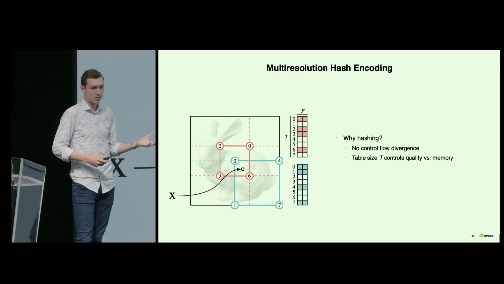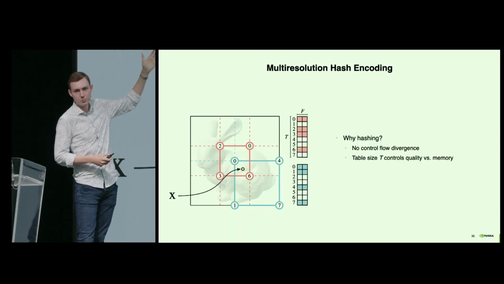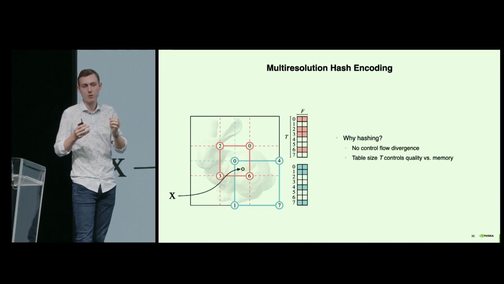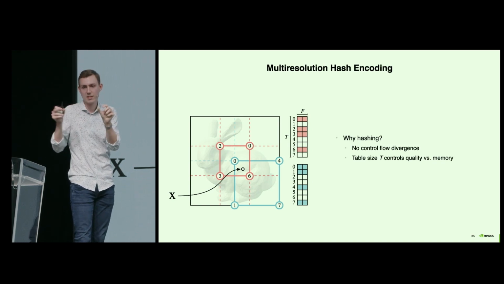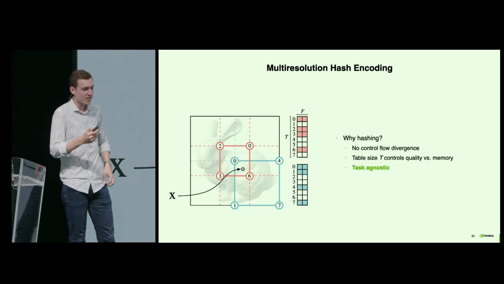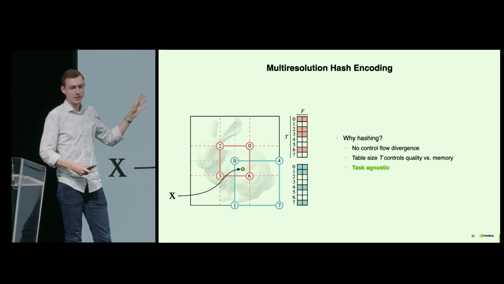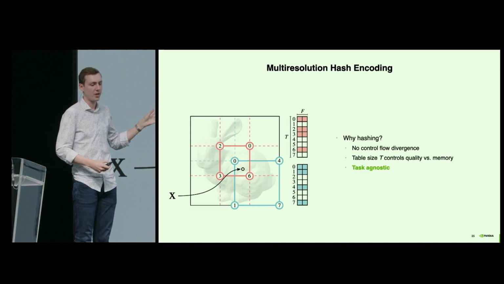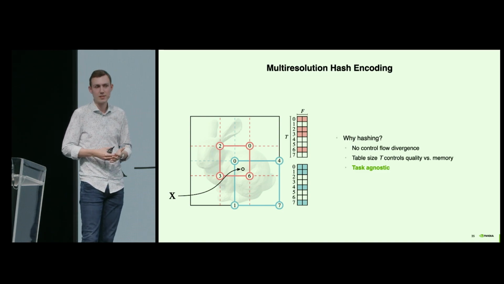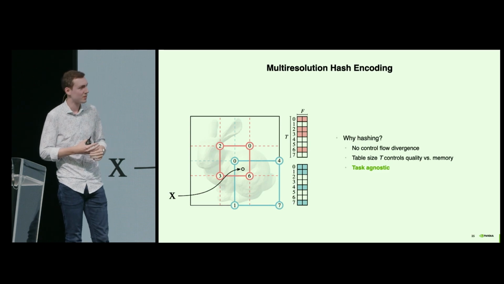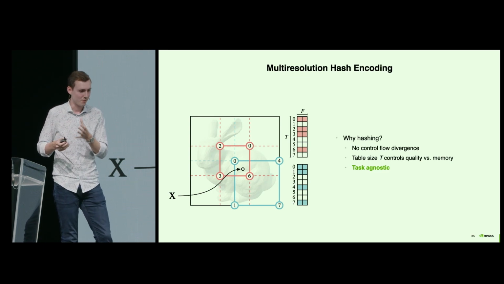Another advantage of hash tables is that they give us an easy, predictable way to trade quality for memory usage. So you can just make the hash tables bigger or smaller if you want to. It's completely decoupled from how large your scene is and how fine you want to tessellate it. And lastly, I think this is the most important point, this scheme is completely task agnostic. It will automatically exploit sparsity in any kind of task. And I know that that's a steep claim to make, so let me try to give you some intuition for why this is the case.